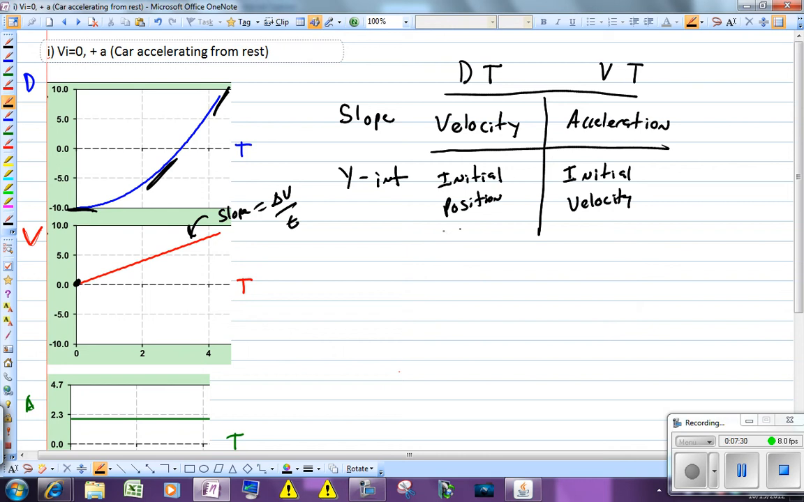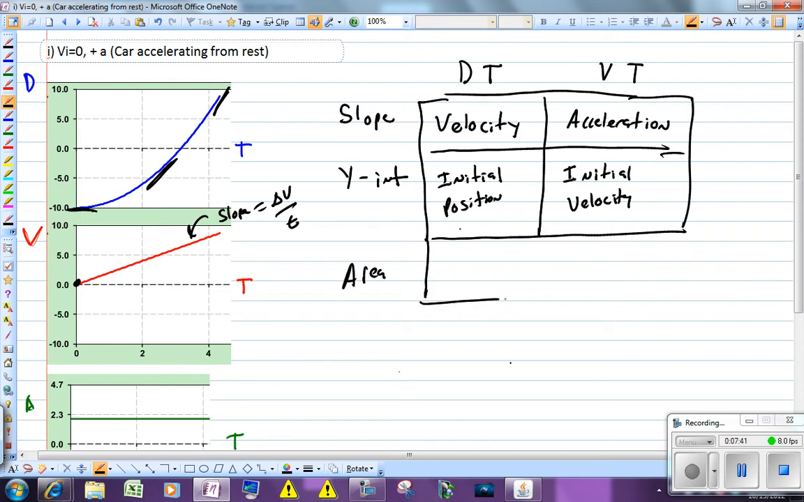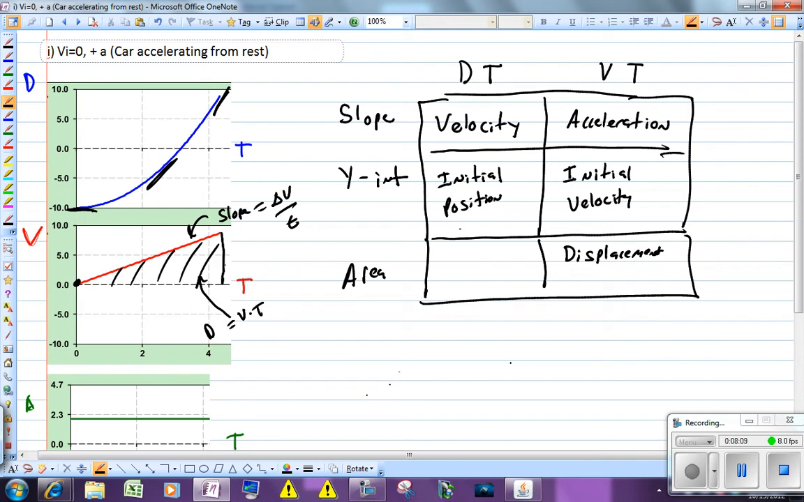Now, there's one other thing you can look at when it comes to VT or velocity time graphs. Sometimes it's useful to look at the area on a graph, specifically the area bounded by the line. In other words, if you were to look at this area, that would be like multiplying velocity times time. There's a word for that, velocity times time. That's actually your displacement. The area on a VT graph is going to give you displacement.